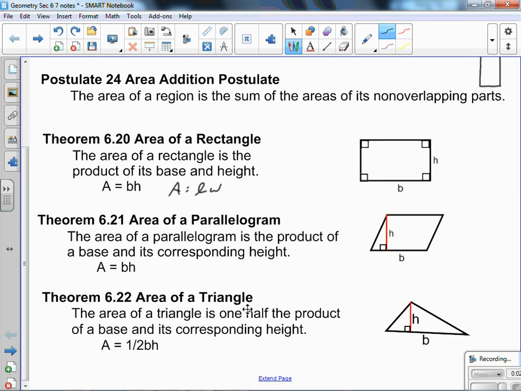And then area of a triangle is 1/2 the product of a base and its corresponding height. So 1/2 base times height. So take the base and the distance from that base to the opposite vertex, or the altitude, which is the height. Multiply those together and divide by 2, or multiply that by 1/2, same thing. All right, questions so far, anybody?